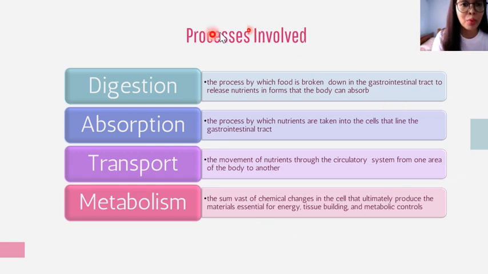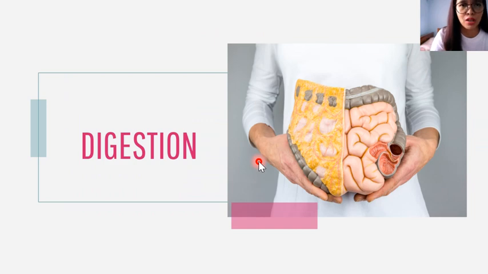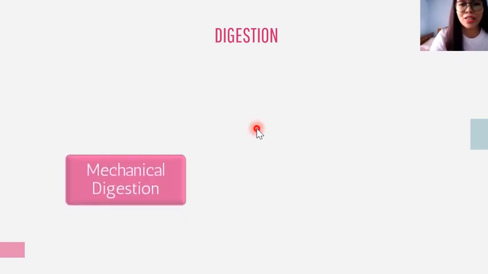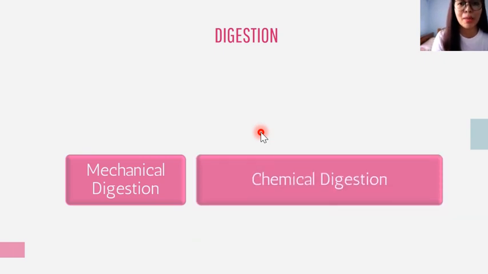Okay, so I will discuss this one by one. Let's start off with digestion, the first process there. There are actually two components of your digestion. We have your mechanical digestion, which uses gastrointestinal motility, and then you have your chemical digestion, which uses gastrointestinal secretions. Okay, and the subcomponents of your mechanical digestion would be two.